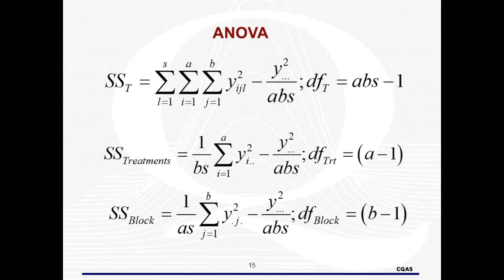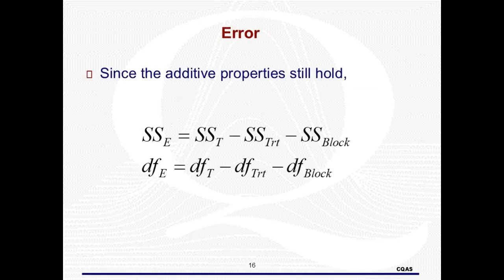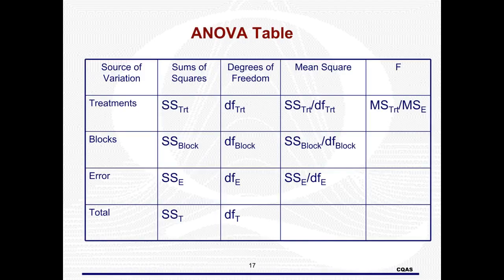The F-test is still based on treatment mean square divided by error mean square. Blocks help reduce the error term, that's the whole point. Error is what remains after accounting for both treatments and blocks. Because of blocking, this error should be smaller than in a completely randomized design. Here's the full ANOVA table. Notice we now have a separate component for blocks. But again, we don't test blocks, we just use them to improve precision.